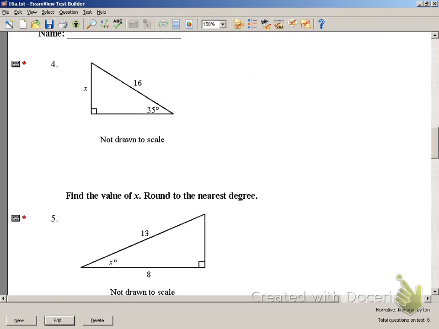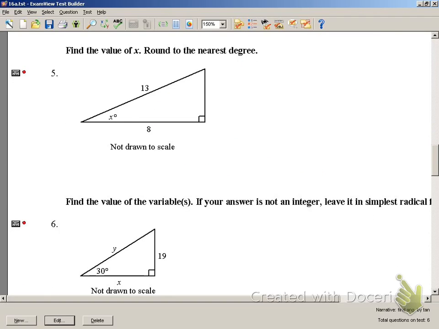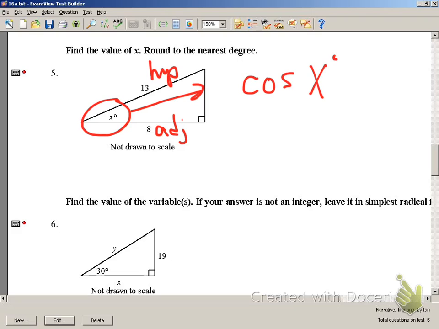Number 5. Find the value of x. Round to the nearest degree. Now, here is my angle. Always across from it is the opposite side. We do not have that side. I have the adjacent and I have the hypotenuse. That means that we will be dealing with the cosine of x is 8 over 13.